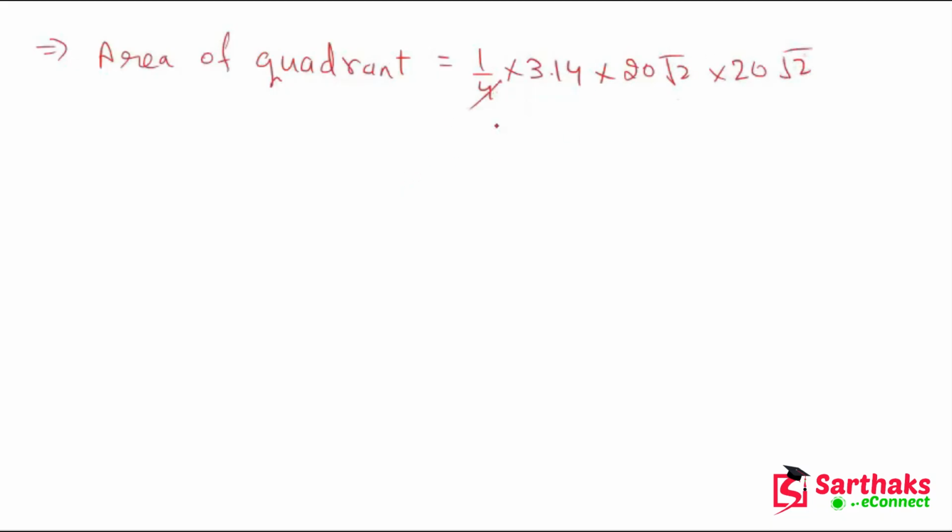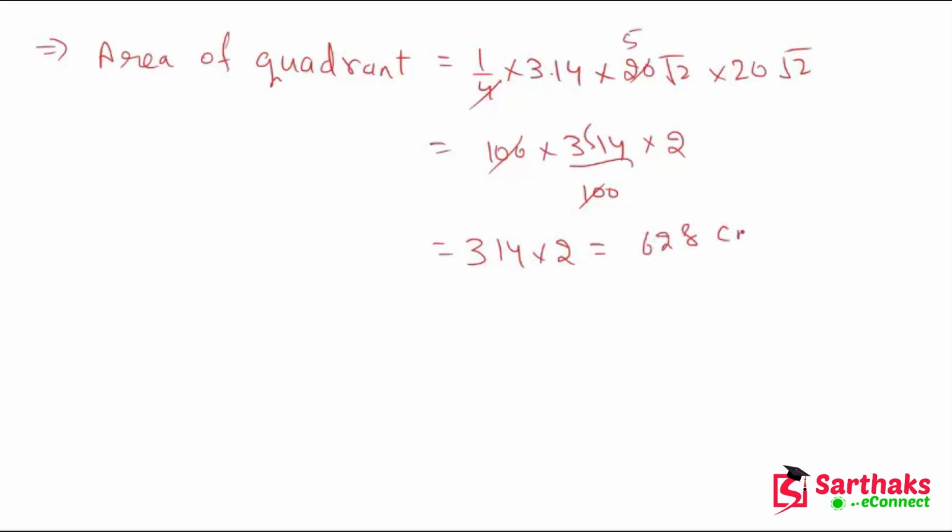Okay, now from this 4 we can cancel the 20 by 5 times, and 5 into 20 is 100, into 3.14 multiplied by root 2 into root 2, which is 2. Okay, so if we remove this point, we get 100 in the denominator. So this 100 and this 100 will be cancelled. So we have 314 into 2, and if we solve this, we get 628 centimeters square. So this is the area of the quadrant.